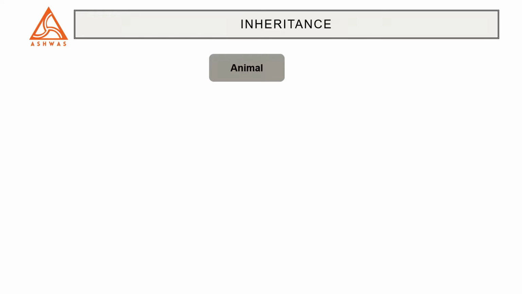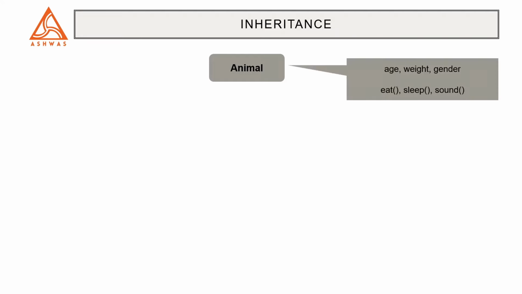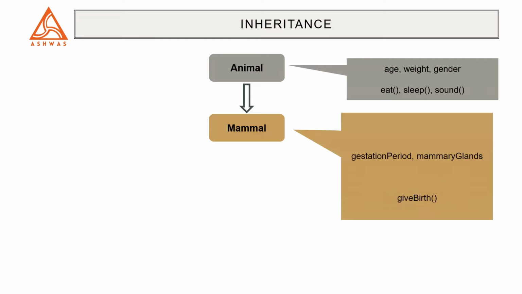Let us consider a broader class, animal. Animal class has attributes such as age, weight, gender, to name a few. And it shows some functions such as eat, sleep, sound. We write one more class, mammal. Now, mammal is an animal, but it comes with its own attributes, which are gestation period and mammary glands, and it has its own method, which is give birth.